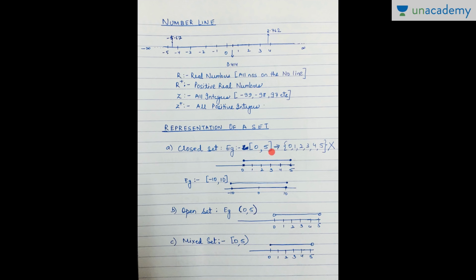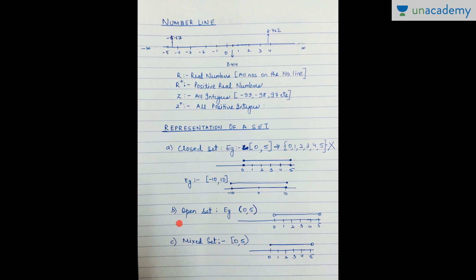Now some people misinterpret 0 to 5 as 0, 1, 2, 3, 4, 5, which is wrong, because actually this set contains infinite numbers. That is all the numbers between 2 and 3, between 3 and 4. So hence you can say this represents all the numbers between 0 and 5. The important point to note is that it includes the endpoints as well. Similarly, minus 10 to 10, and this is how you represent it. The dots are filled, which represents this is inclusive of minus 10 and 10.